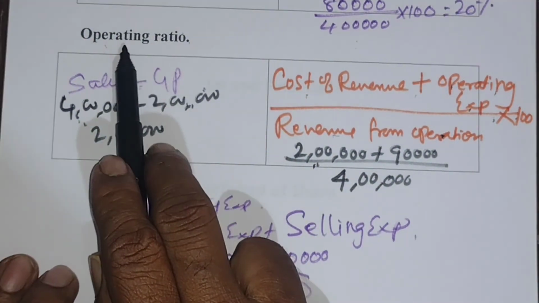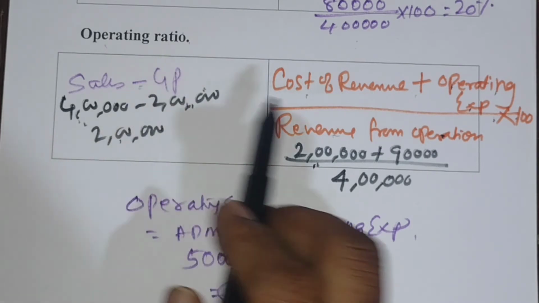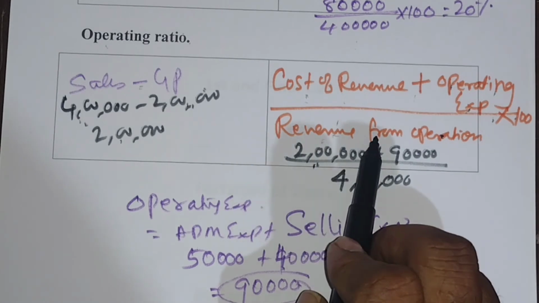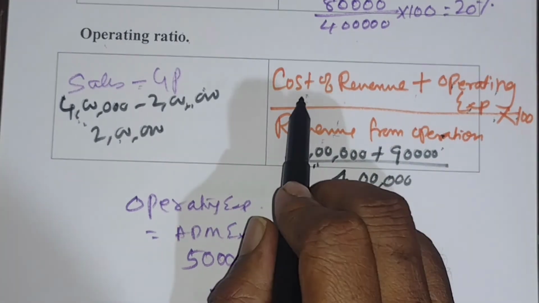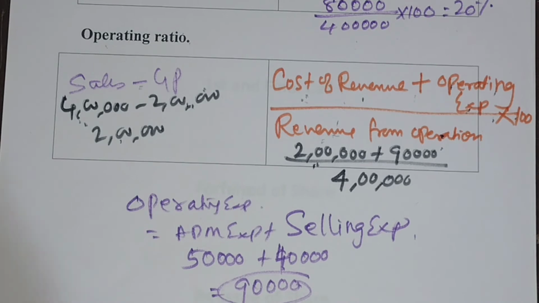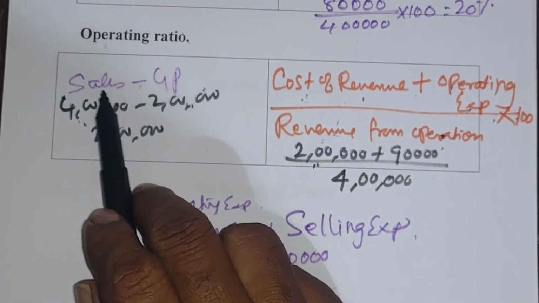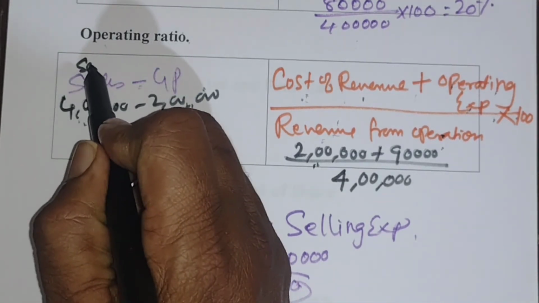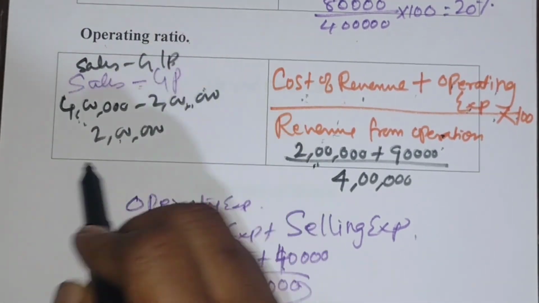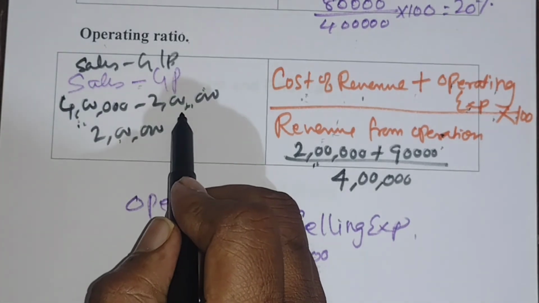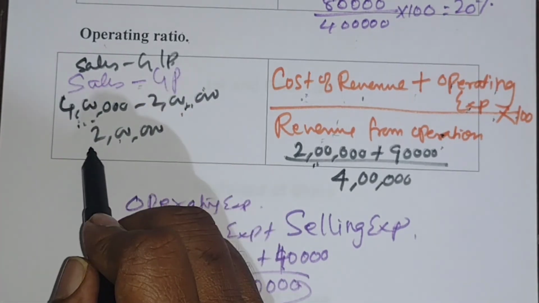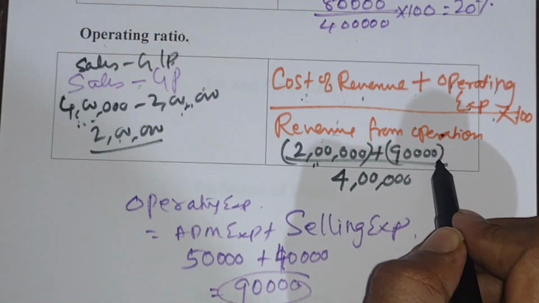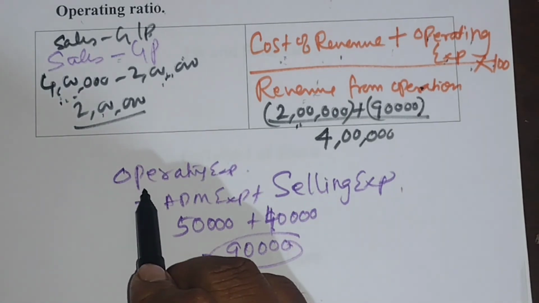Next one is operating ratio. The formula for operating ratio is cost of revenue plus operating expenses, into 100, divided by revenue from operation. Cost of revenue we have already calculated in the very first formula itself. Anyway, I have calculated once again here: sales minus gross profit. Sales we have 4 lakhs and gross profit we have 2 lakhs. 4 lakh minus 2 lakh is 2 lakhs. That is this 2 lakh. And what is this 90,000? This 90,000 is the operating expenses.